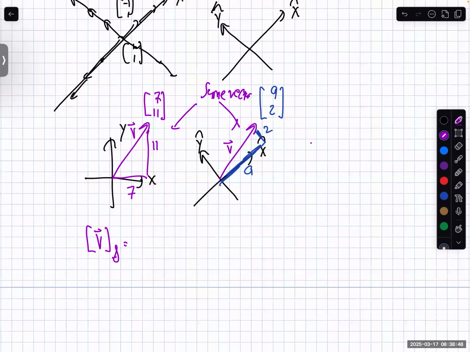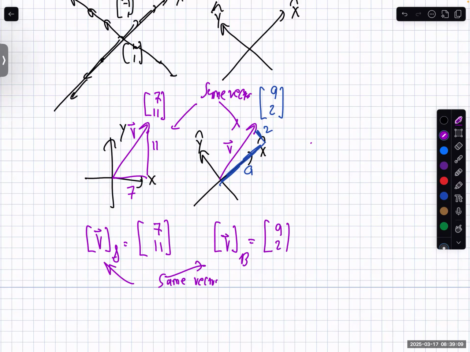So our notation for that, remember this is all review, is I've got some vector. If I represent it relative to the standard basis, I would use the matrix 7, 11 to represent it. And I want to emphasize this is the same vector. The vector is just the arrow. If I want to describe it relative to that new basis, it is 9, 2.